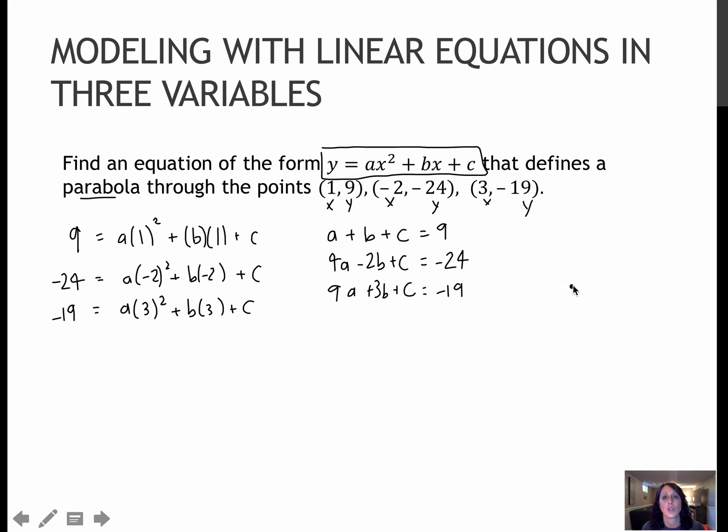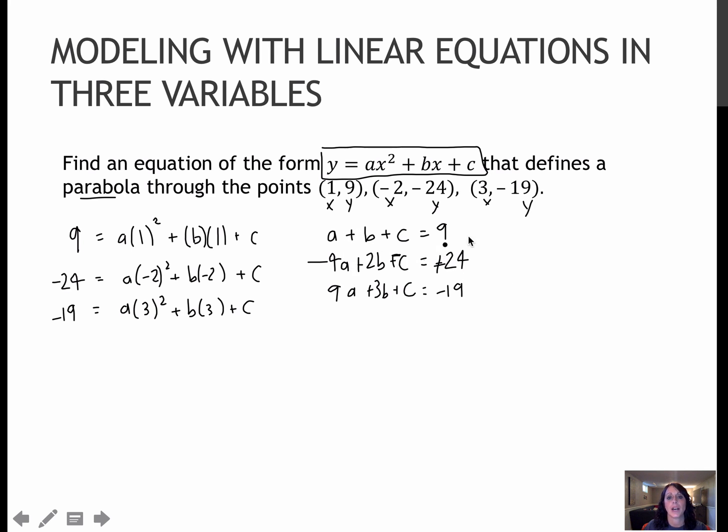Now from here, it should be pretty straightforward. It's just a system of three equations, each with three variables. You choose how you want to proceed, if you're going to combine them with substitution or elimination, etc. I think I am going to take this middle equation and I'm going to change all of the signs because that's going to help me when I combine them.